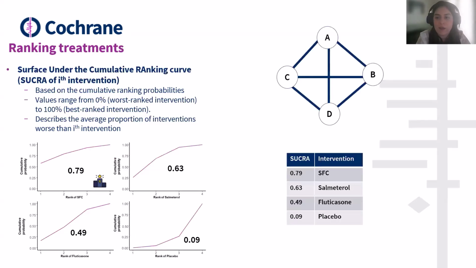SUCRA values range from 0% to 100%, with values close to 100 implying that these are the best ranked interventions. So the larger the SUCRA, the better the treatment is considered. In this example, according to the SUCRA values, SFC ranked first.